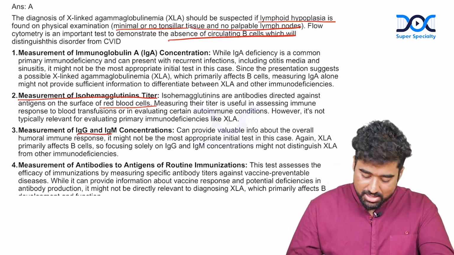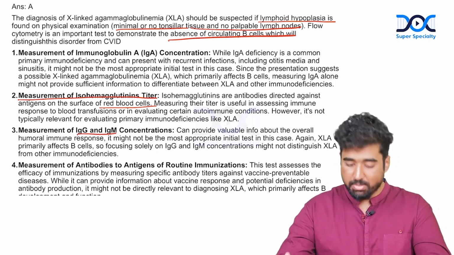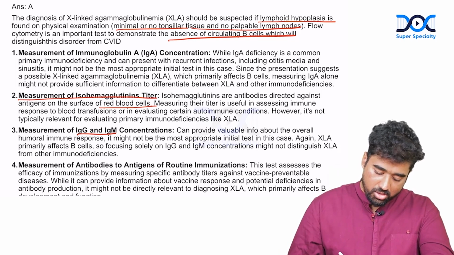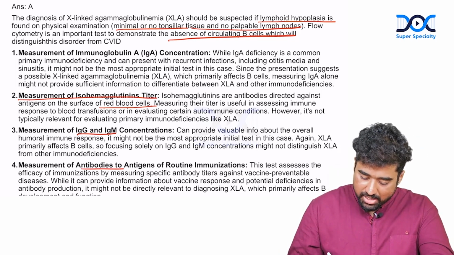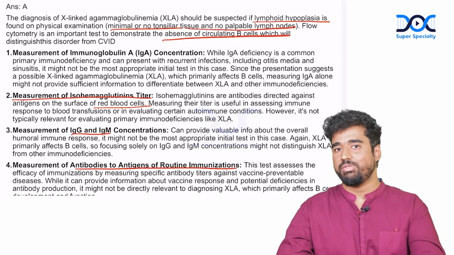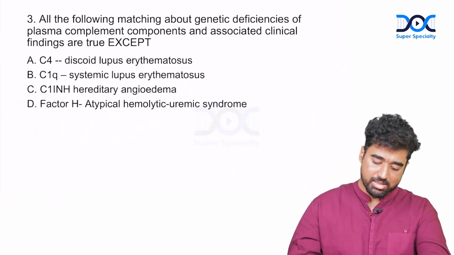Then you have IgG and IgM concentration, which doesn't provide the complete info. Then also you have measurement of antibodies to antigens of routine immunization. This is an add-on test, but it is definitely not a first-line screening test.